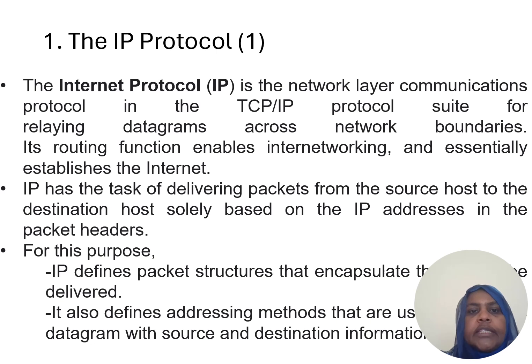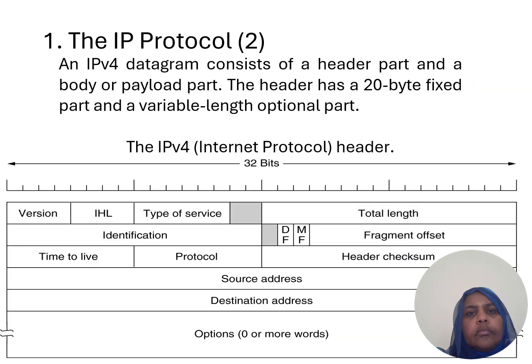Its main function is relaying datagrams across network boundaries. Its routing function enables internetworking, thus the Internet. The IP task is delivering packets from source to destination based on IP addresses. For this purpose, IP defines the packet structure and encapsulates the data delivered to the network layer, and it defines addressing methods that are used for the datagram to reach from source to destination.